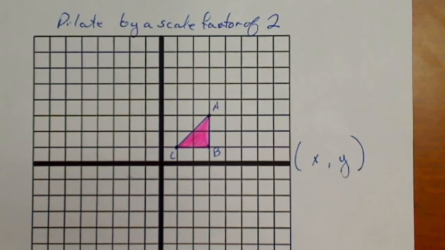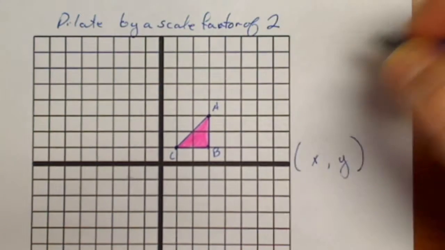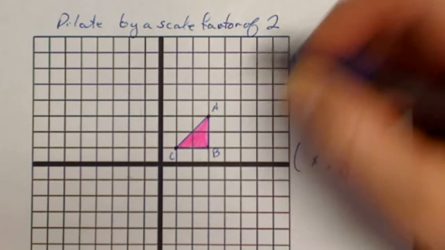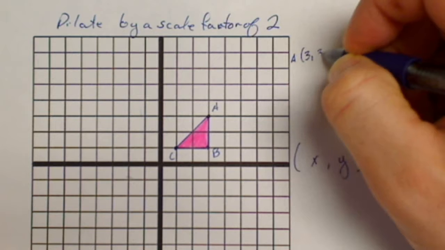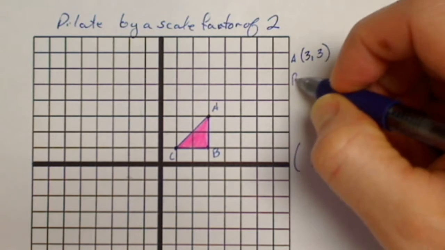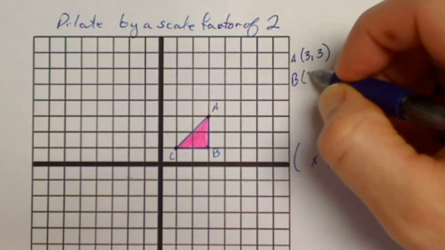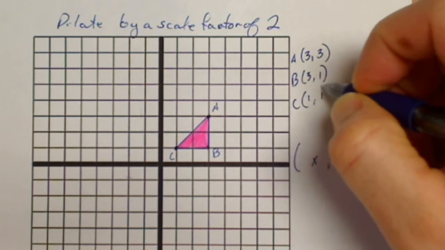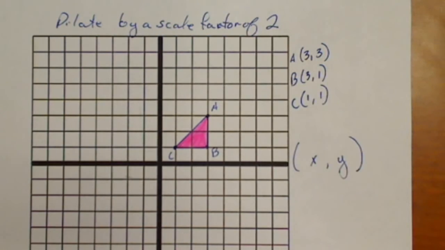So this is triangle ABC. They say dilate it by a scale factor of 2. So the first thing you have to do is identify all your coordinates. A is going to be at 3, 3, it looks like. B is at 3, 1. C is at 1, 1. So those are our coordinates for A, B, and C.